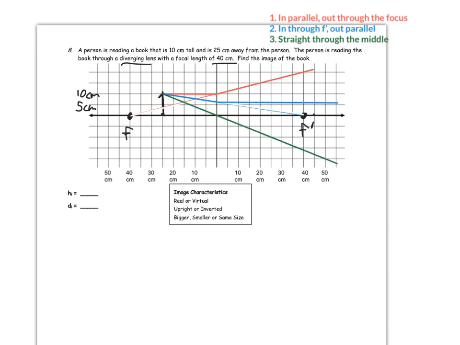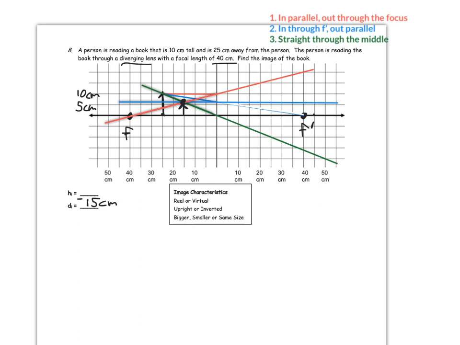So we'll go ahead and trace back all 3 of those rays, and we're going to find that they converge right here. And so we can go ahead and draw our image. We're now going to use that image to estimate HI and DI, so it appears right about here. So my DI, I'm going to say, it's about 15 centimeters, but because it's virtual, I'm going to make it be a negative 15 centimeters.